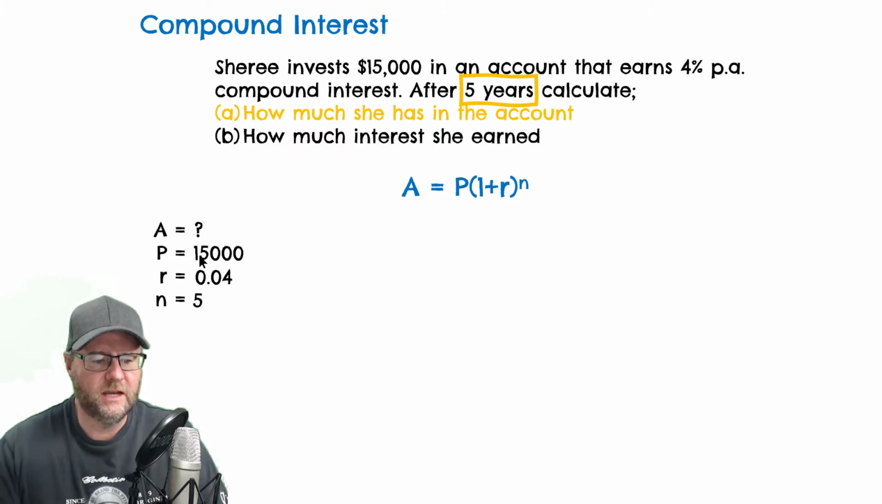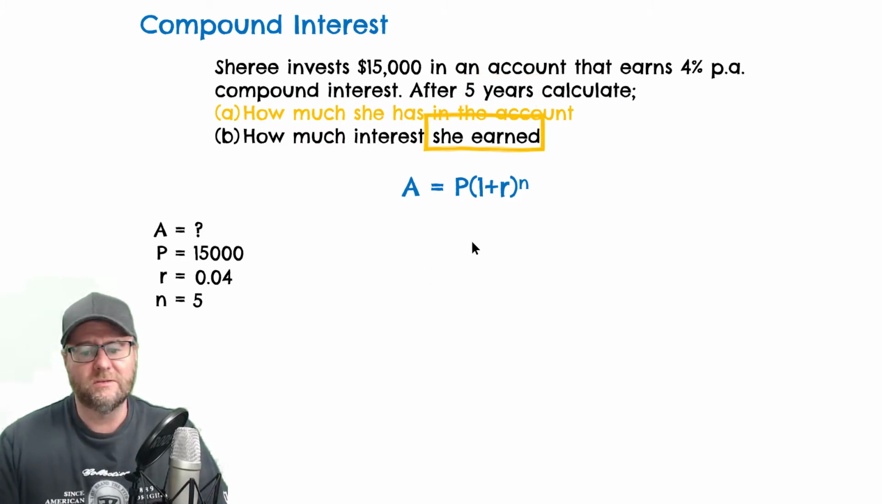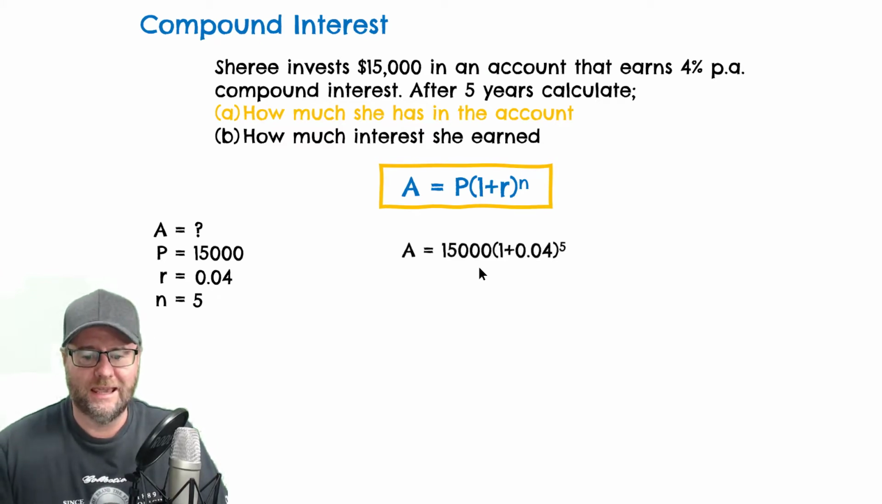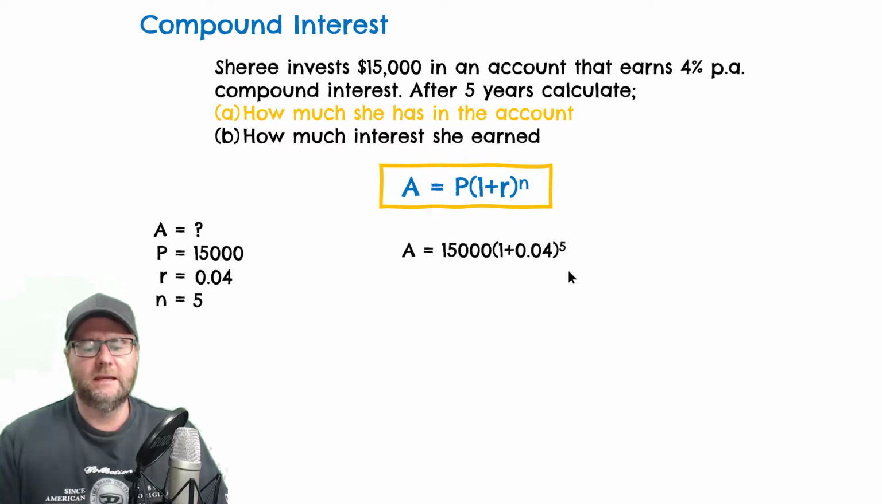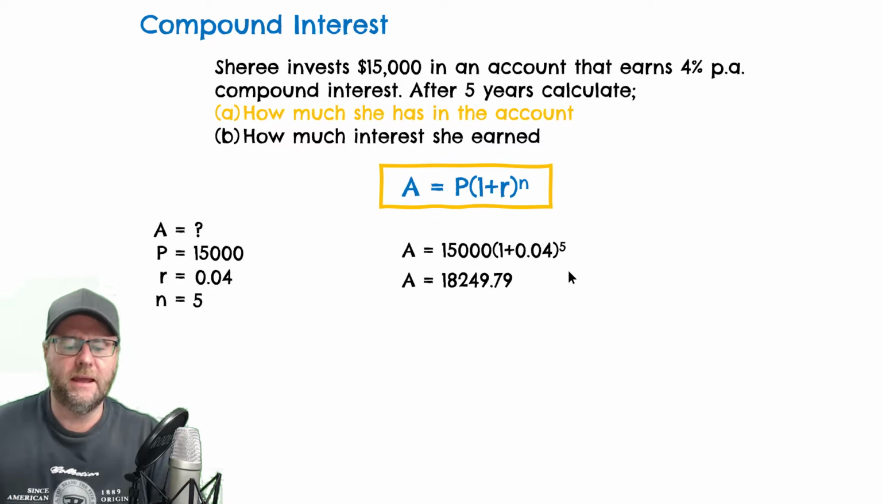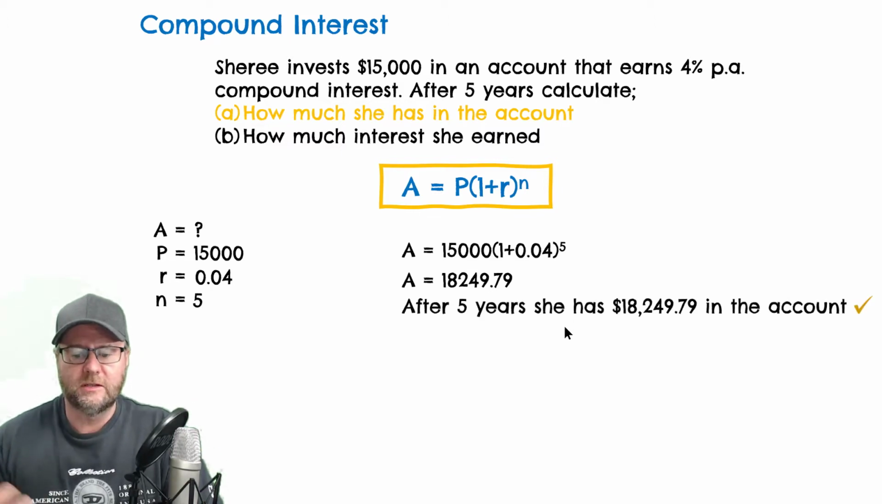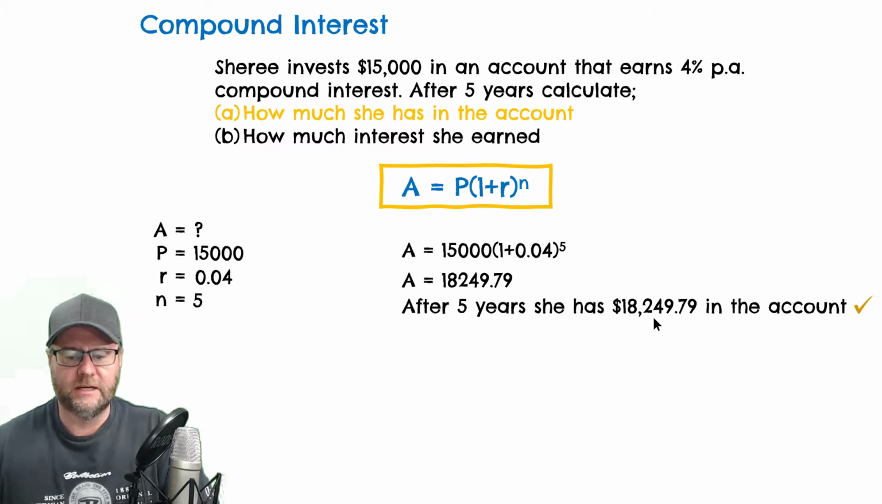Now I've got values for P, R, and N. All I do is I come over to my formula and I just substitute those values in. So replace the P with 15,000, the R with 0.04, the N with 5. Whack that in your calculator and you'll get this amount. So after 5 years, that 15,000 grew to 18,249.79.